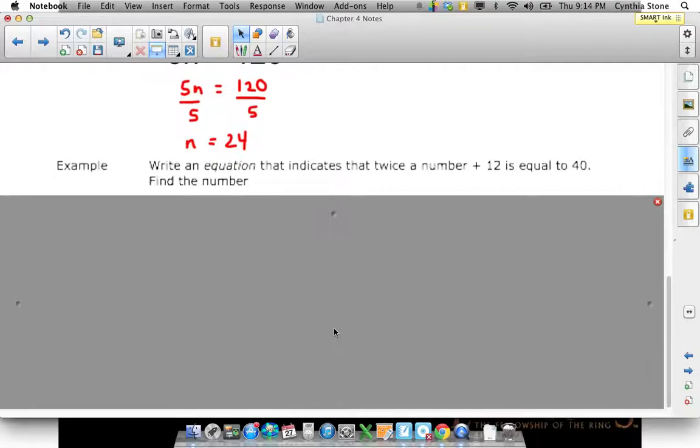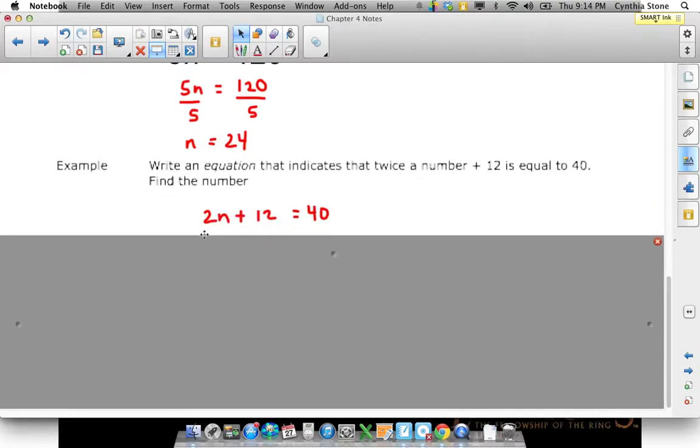Okay, this one. Twice a number plus 12 is equal to 40. So one side of my equation is going to have to be 40, right? And then twice a number, and we'll say that n is the number again. So let n be the number. Twice means 2 times, right? 2 times that number plus 12 equals 40. It's almost like I wrote it just like I see it. Twice the number means 2n plus 12 equals 40.